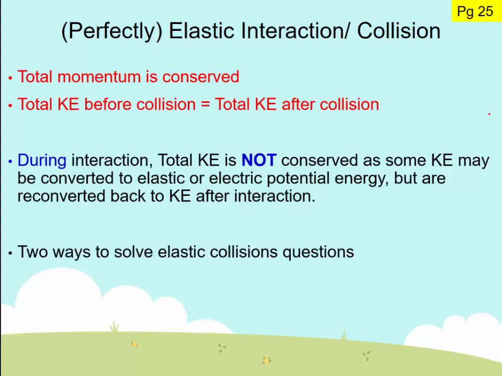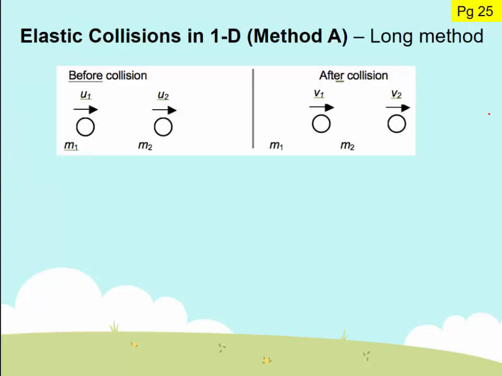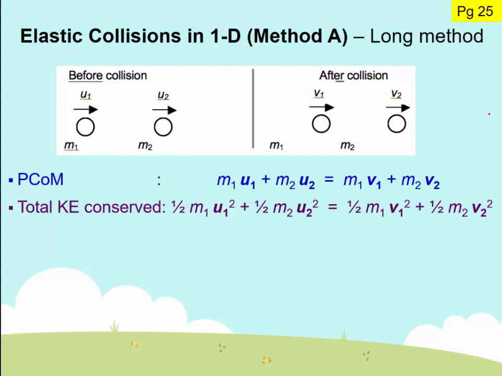There are basically two ways to solve these elastic collision questions. Let's look at the first method, which is a long method. We call it method A. So we have a scenario of two masses moving to the right, and after collision, both of them move to the right as well. Let's apply the principle of conservation of momentum since it is always true, and total KE is conserved because this is an elastic collision. KE is always conserved in an elastic collision.